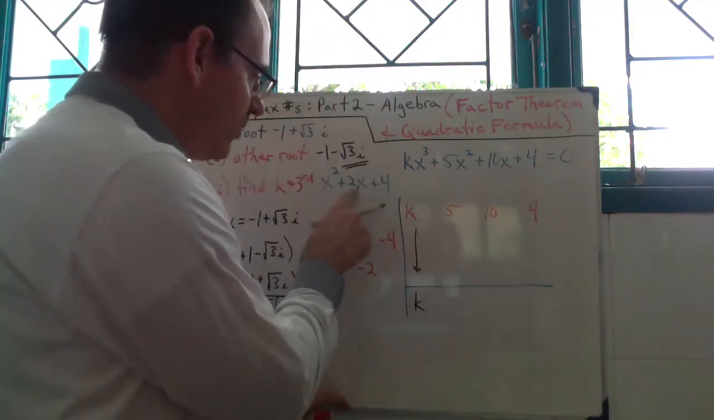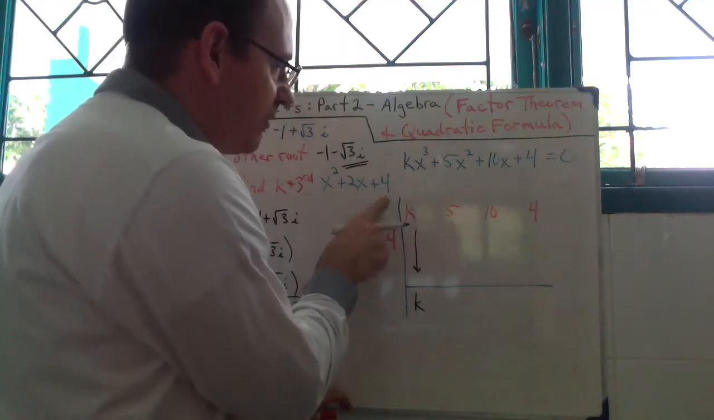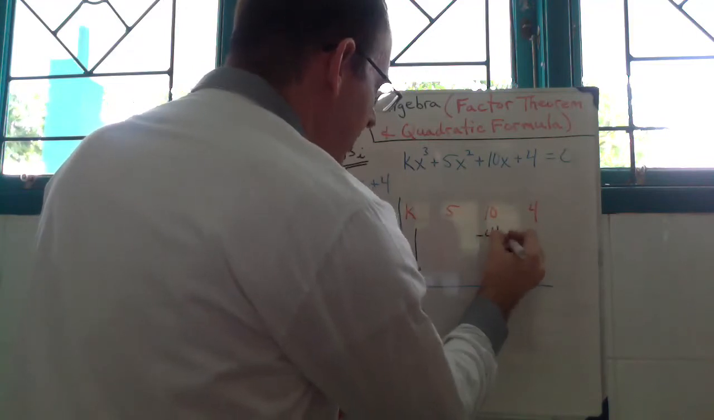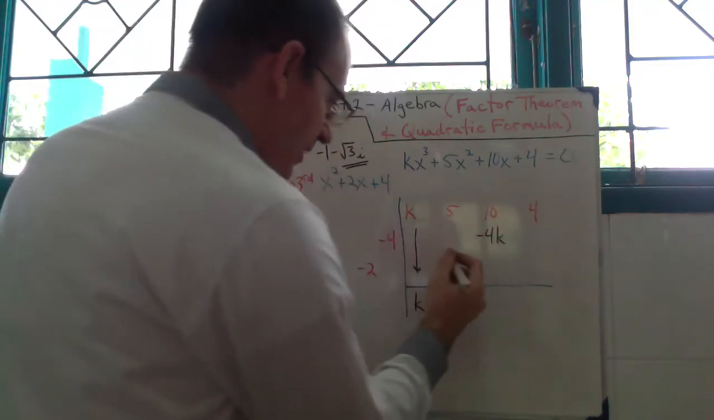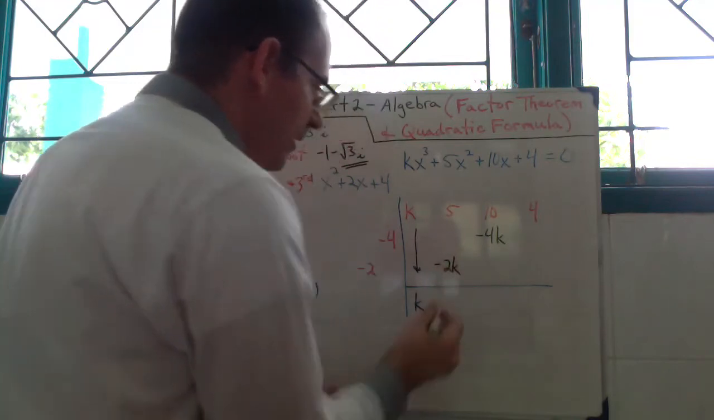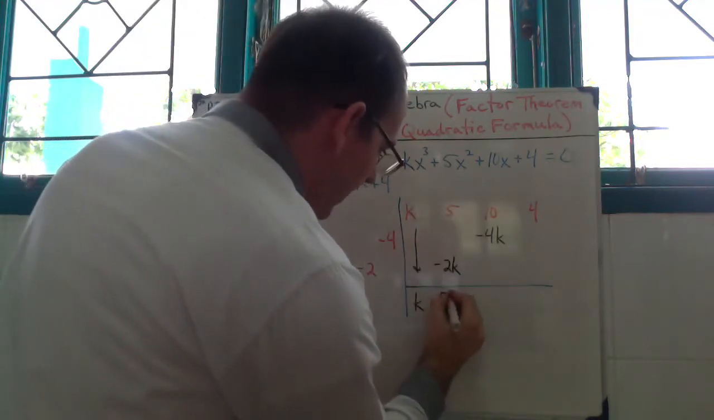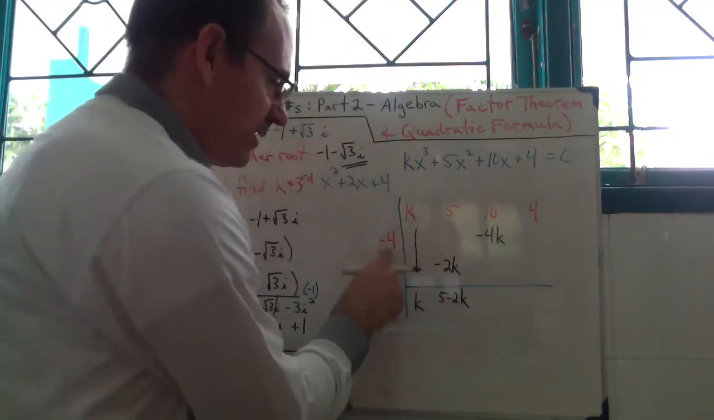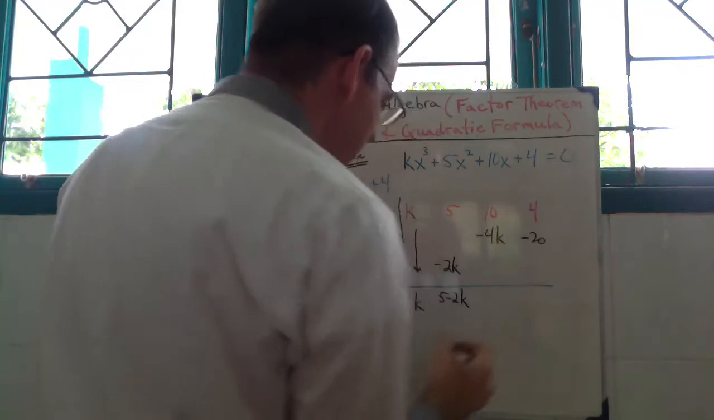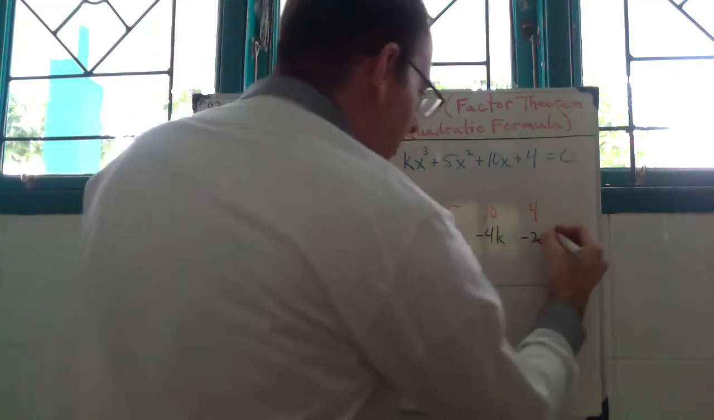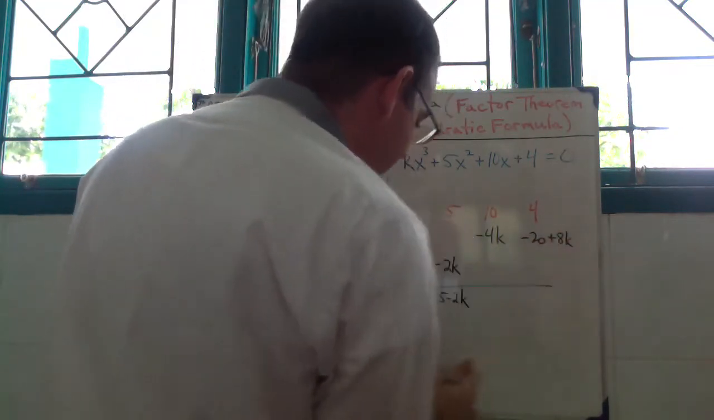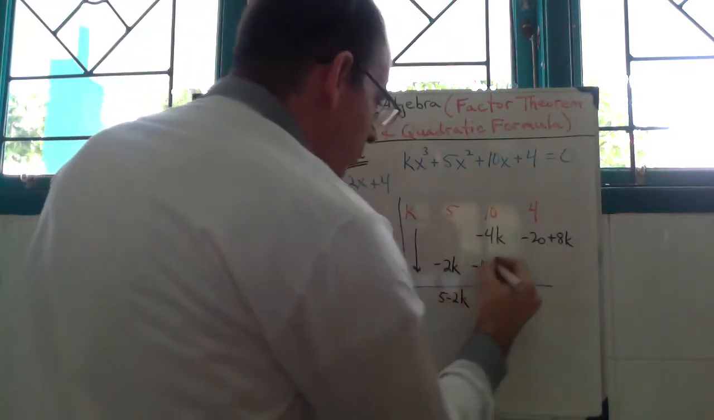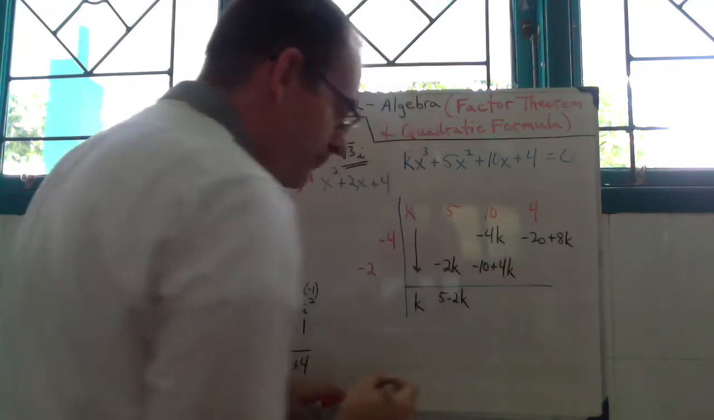So we get negative 4k. That should be 1, 2, 3 values in. That's over here, negative 4k. K times negative 2 is negative 2k. It goes right here. So this right here adds up to 5 minus 2k. Then we multiply this. That gives us a negative 20 plus 8k. And this one times this gives us a negative 10 plus 4k.